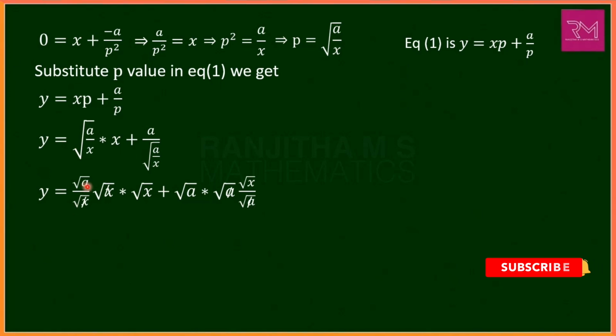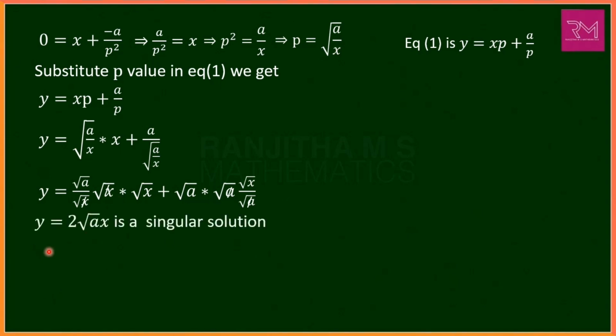Remaining is square root a into square root x, which we can take as square root of ax, plus here also square root a into square root x, which is square root of ax. If we add these two terms, we get the value of y as 2 into root ax. So y is equal to 2 into square root of ax is the singular solution for the given nonlinear differential equation. This completes the problem.